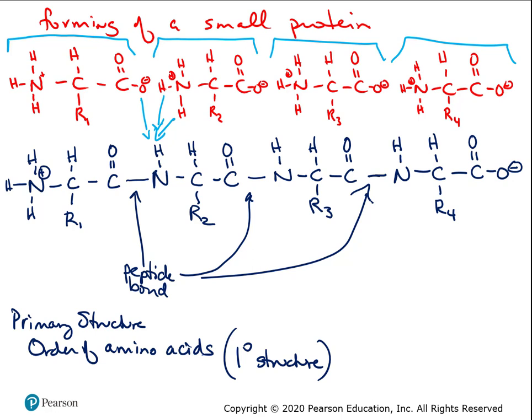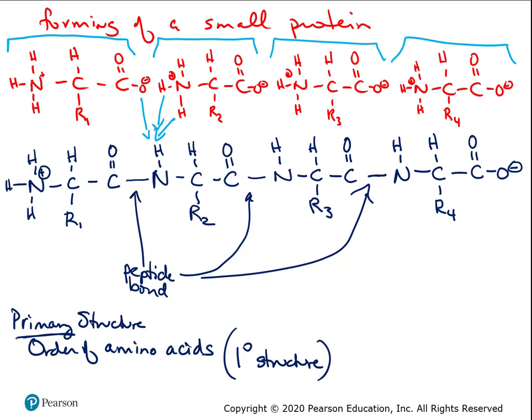Now I have a protein chain. I just have 4 amino acids linked together. Depending on what those amino acids are, whether it's glycine or alanine or phenylalanine, remember the ones we were mentioning, cysteine, methionine, depending on which ones those are, they call that the primary structure. So it's just the order of the amino acids.